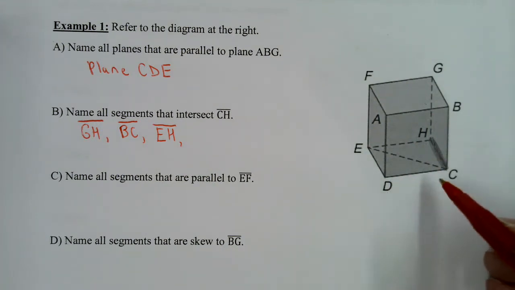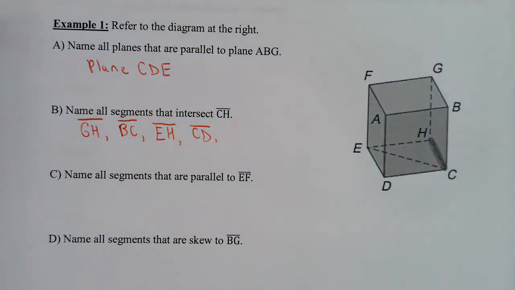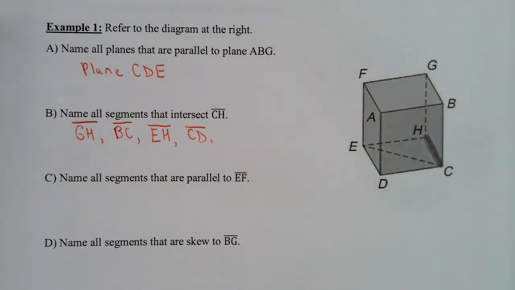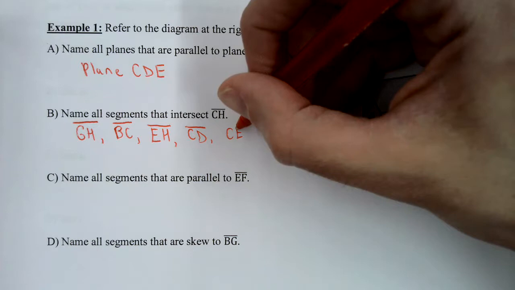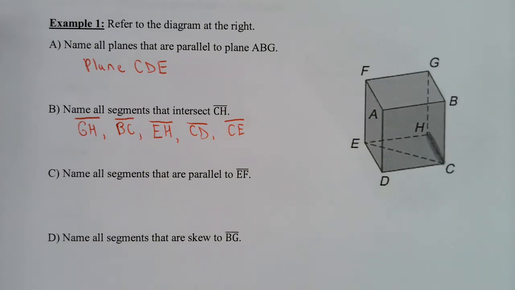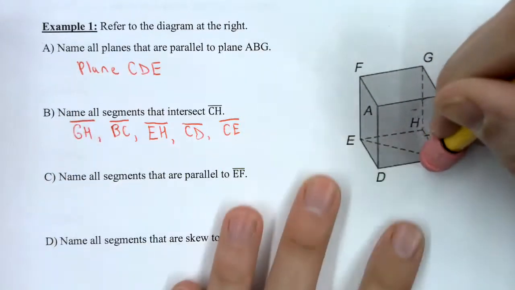So does DC or CD, either way. And you also got this segment drawn in. This segment, CE or EC, intersects it. So CE we said, and it looks like that's everything. So we have GH, BC, EH, CD, and CE. Those are all the 5 segments that intersect the segment I colored in, CH. So that's the answer for that one. Let's erase that before we do the next problem.